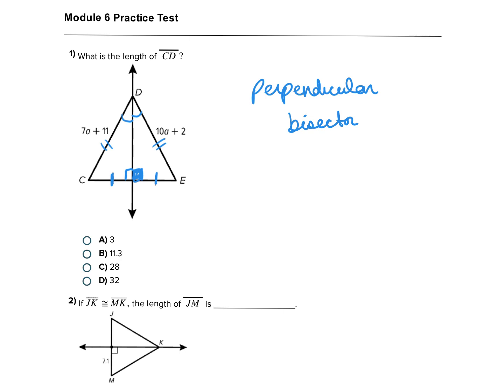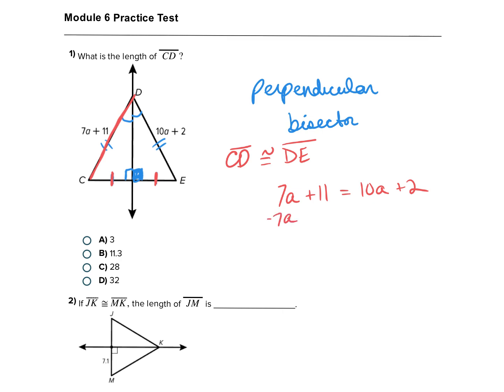So to find the length of CD, which is from here to here, okay, because of that perpendicular bisector, indicated by my blue, the single blue hash marks here, that tells me that it's a bisector, and the right angles tell me that they're perpendicular. That's why I can assume or know, and it has been proven, that CD is congruent to DE. So I can just set these two expressions equal to each other and solve. So 7a plus 11 equals 10a plus 2.